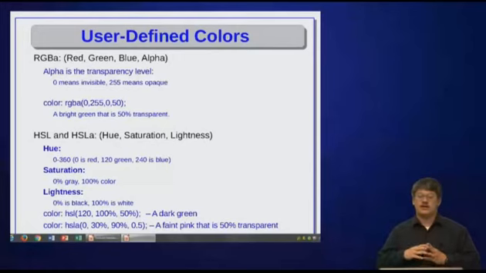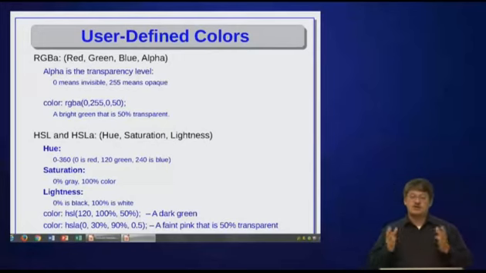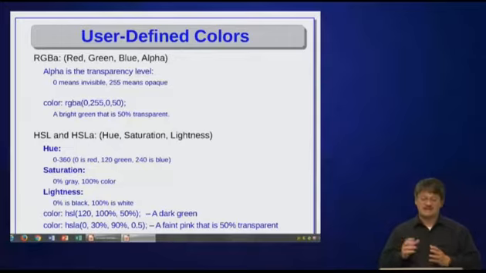So it goes from 0 to 360. So 120, for example, would be about a third of the way around the circle, which would put me in the greens. So this is going to be a green. I'm going to give it 100% saturation, so it's going to be a bright, vibrant green. And I'm going to give it 50% lightness, so it's halfway between white and black. It's going to be a dark but bright, vibrant green.